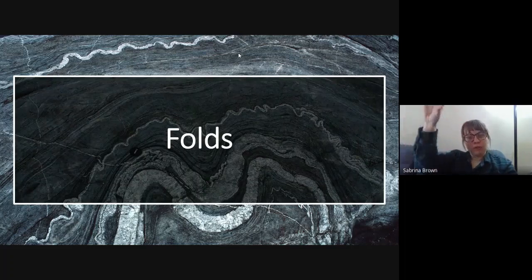The other classification in structural geology would be those features that are created from brittle deformation, and those are our faults. So we're going to talk about folds, which are the result of ductile deformation, and then we're going to talk about faults, which are the result of brittle deformation.